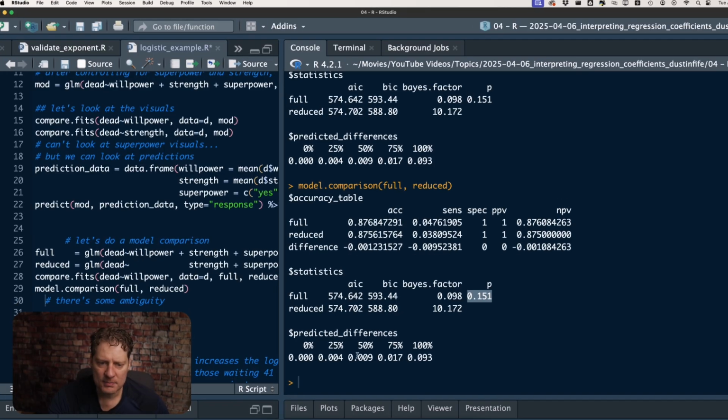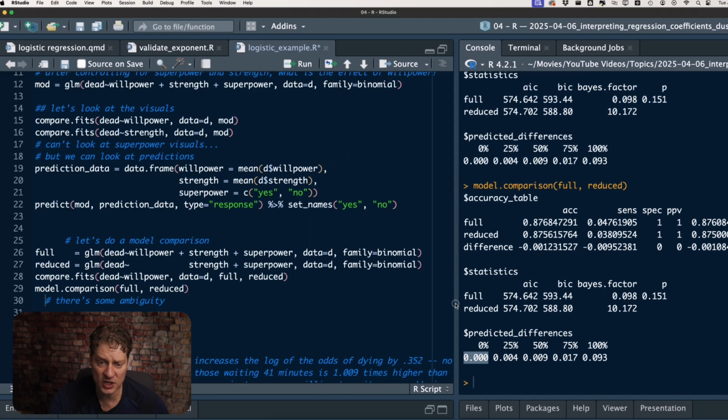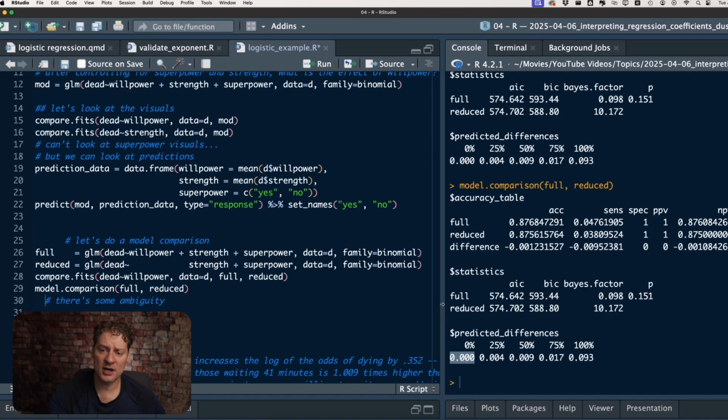And then down here we've got predicted differences between the two models. So on average, technically on median, they only differ by 1 percentage point in their predictions, but the maximum they differ is about 10%. The minimum they differ is that they are precisely estimating the same value. So those are model comparison metrics.